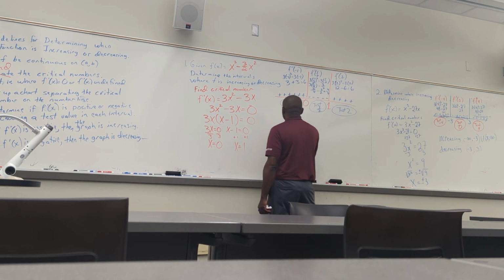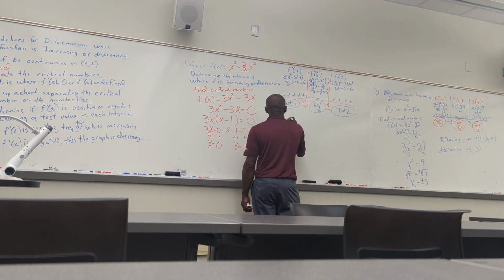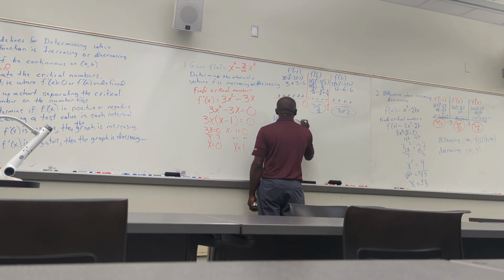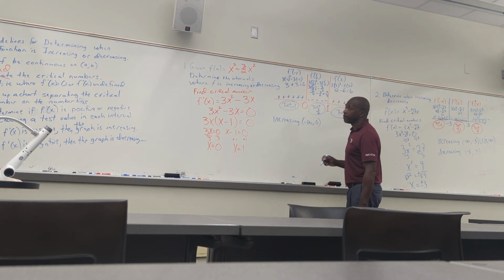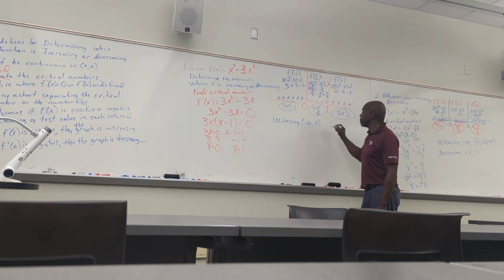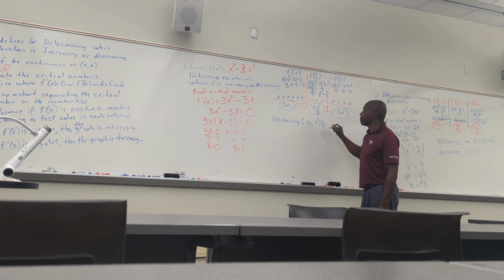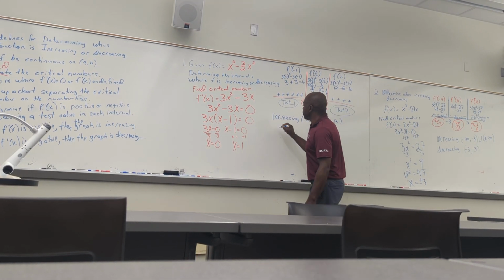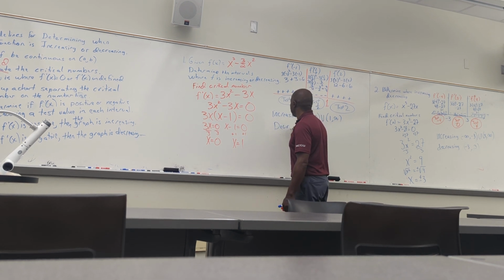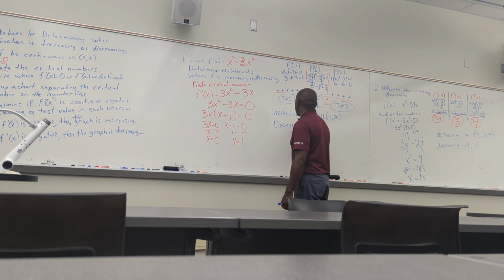So therefore, my class, tell me where the graph is increasing. Where is it increasing? Negative infinity to 0, union 1 to infinity. And where is it decreasing? From 0 to 1.